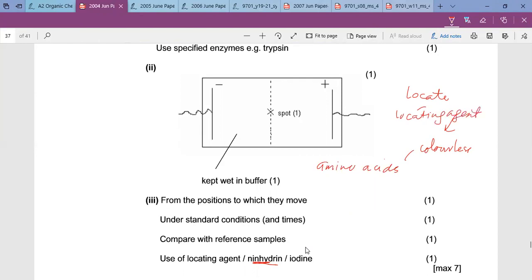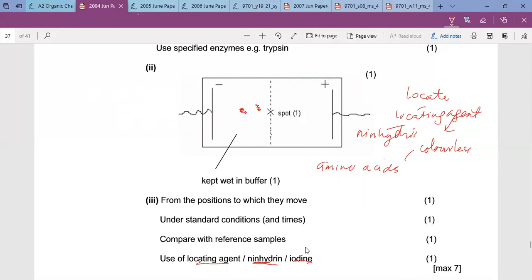And ninhydrin is a very good one. When you spray ninhydrin onto this space here, they will reveal a purplish spot. Okay, so you can know this. Or you use iodine. It's called a locating agent. Iodine also will release a brown color onto the amino acids. Okay, so you get 1 mark for all this stuff.